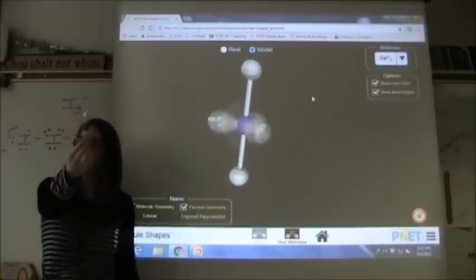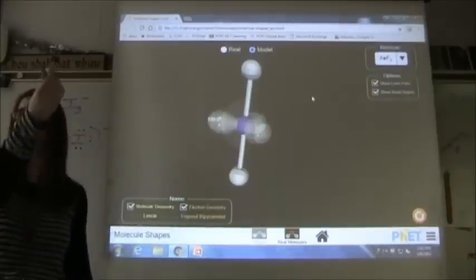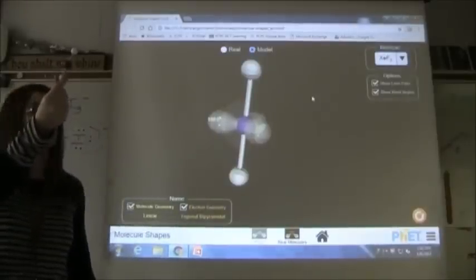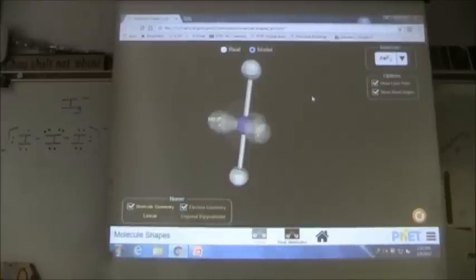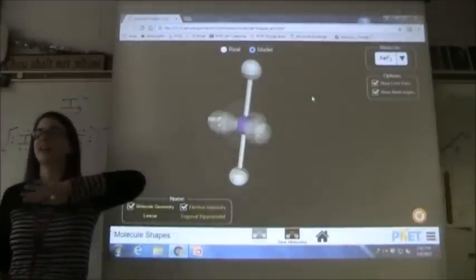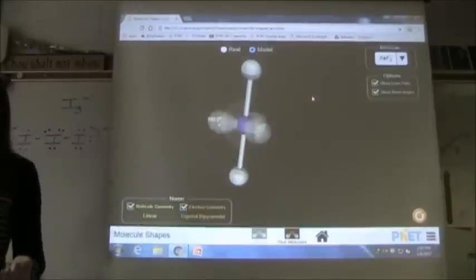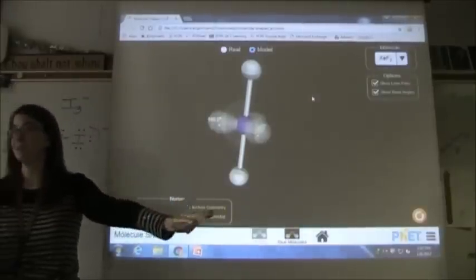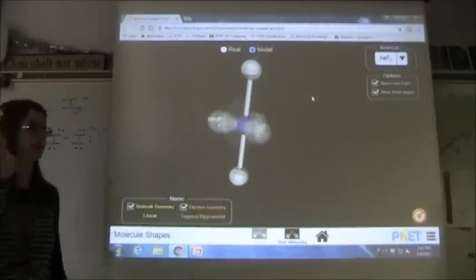Perfectly linear. What's the bond angle for perfectly linear? 180. Polar or non-polar? Non-polar. Ladies and gentlemen, you learned a rule in Chem 1 that worked in Chem 1 that doesn't work anymore in here. When you did shapes in Chem 1, you had a rule that said if there are lone pairs on the central atom, it must be polar. That worked for the simple shapes, not for the more complex ones. This is non-polar, ladies and gentlemen.